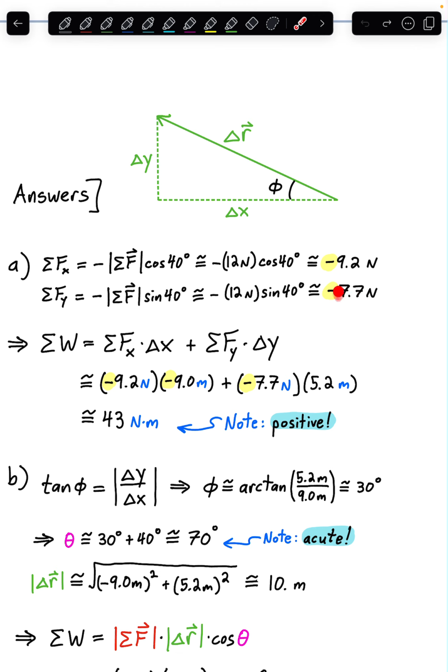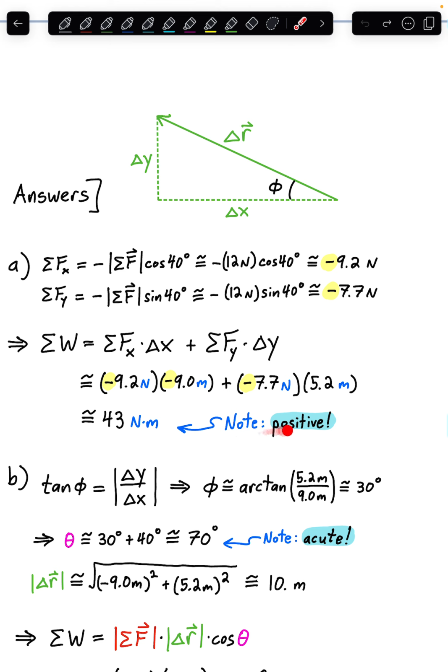That sign is crucial. And then once we have those components and we know delta x and delta y, since those were given, we'll use the formula here. So negative and negative makes a positive value, and then negative and positive makes a negative value here. The overall result comes out to be positive. But getting those signs right is crucial. The sign indicates the direction, left versus right, up versus down. So 43 newton meters is our answer.